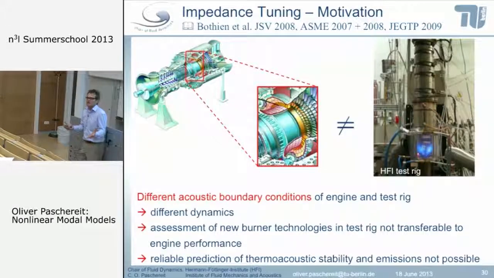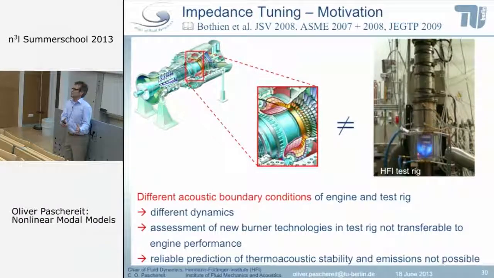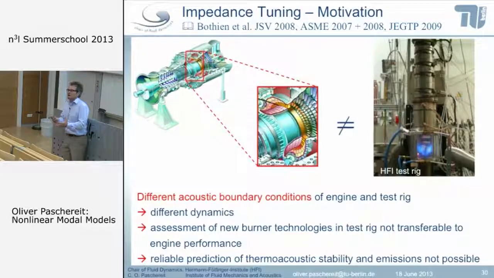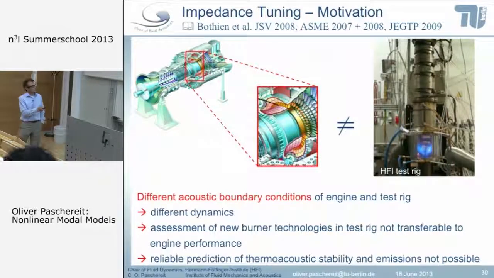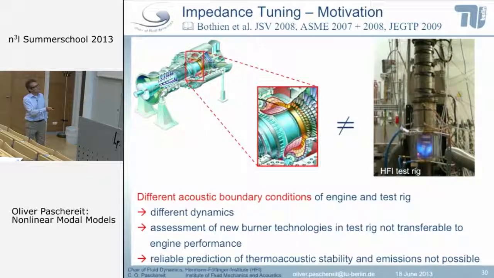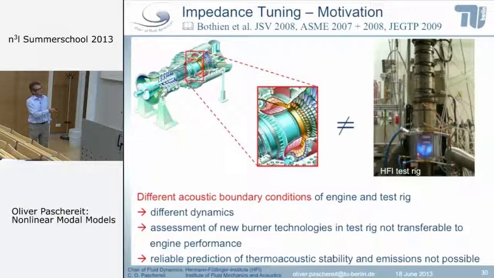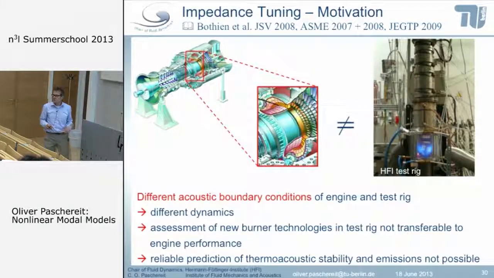And then what often happens is you place the burner into your combustor, into the engine, and then it pulsates. And the question is why? The answer is because you have different acoustic boundary conditions. An annular combustor differs in its acoustic boundary conditions from the test rig. So what you would need to do is adjust your combustor always to the different acoustic boundary conditions, for example, by just placing a longer exhaust tube to it.